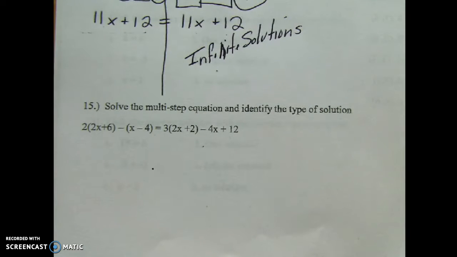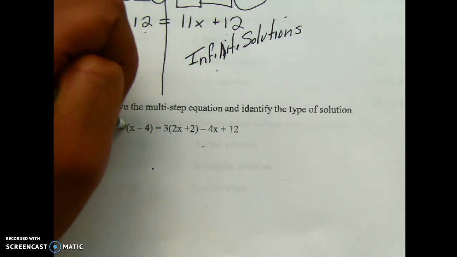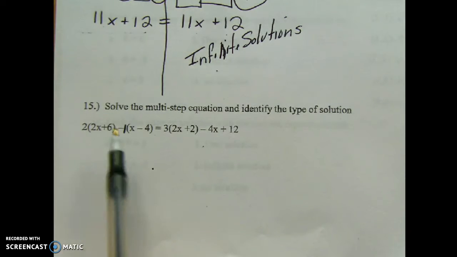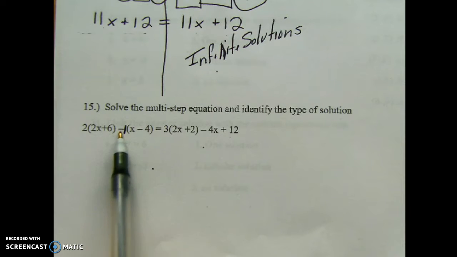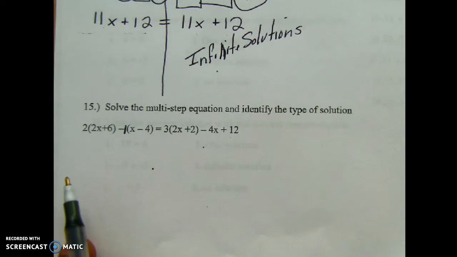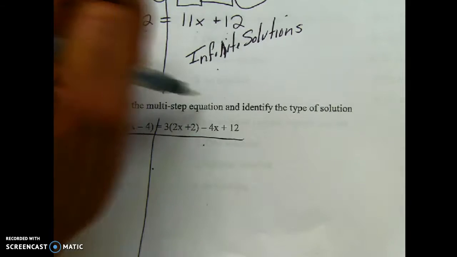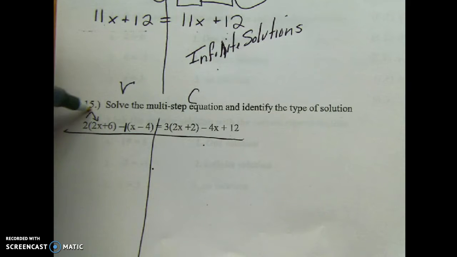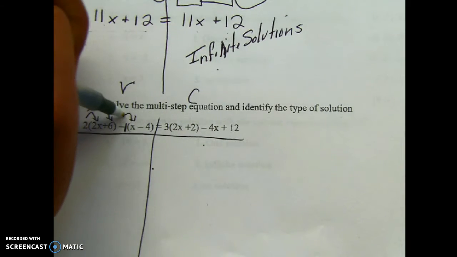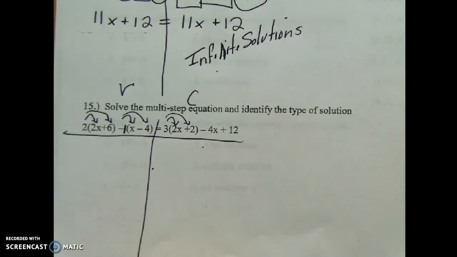I want you guys to take a second and do 15 the same way I did here, but here's the difference. Add a 1 right here, because when you see negative to be distributed, think of negative 1. Negative times x will be negative x, but if you're looking at it as a 1, it's going to be a little bit easier. So go ahead and follow the steps of a T-chart, V and C, and you're distributing for each side. Go ahead and do that now.